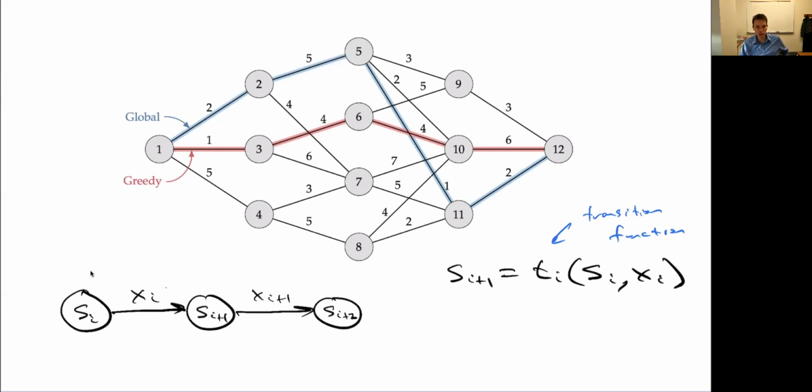The other function that we have is a cost, right? Each decision that I make has a cost function associated with it. So I'm at some state, I make a decision, and that decision has a cost.